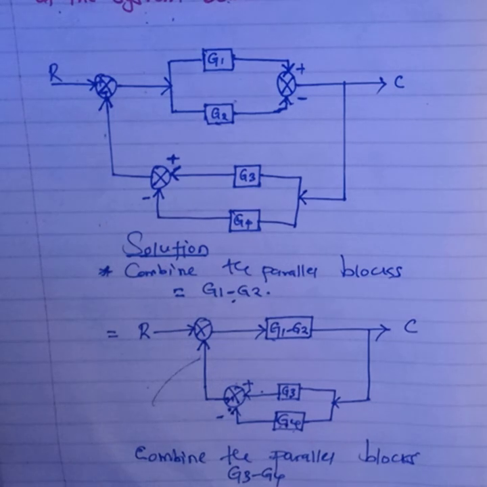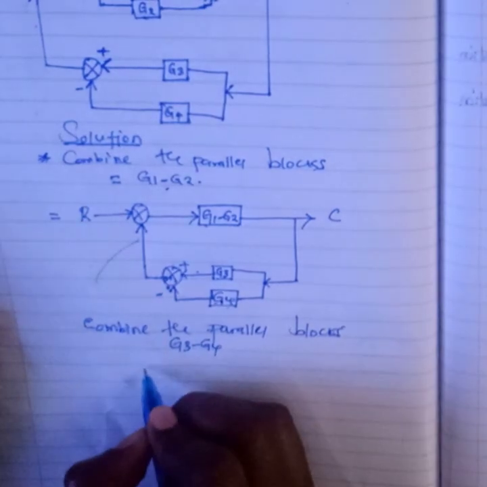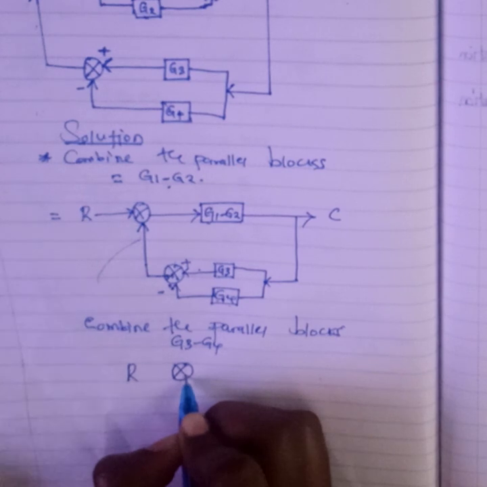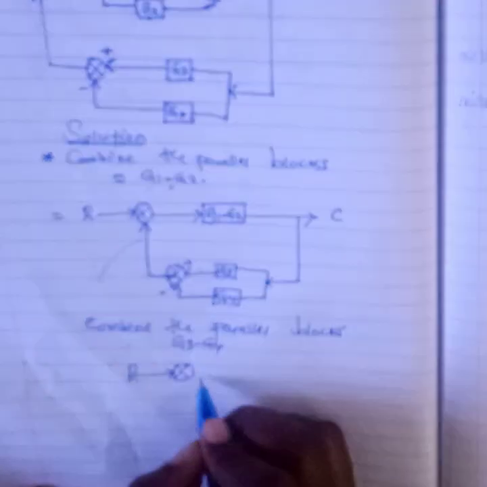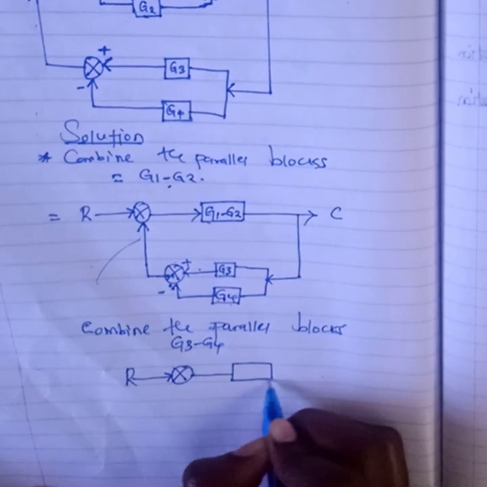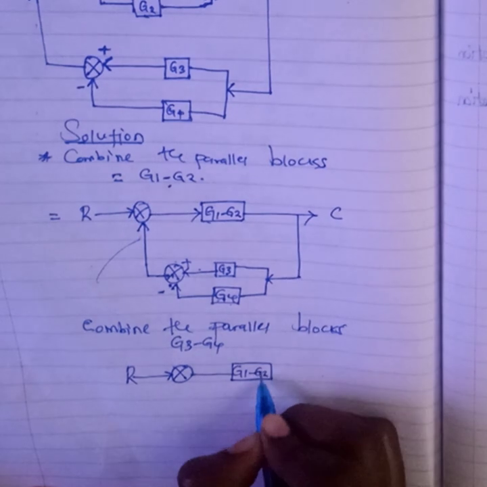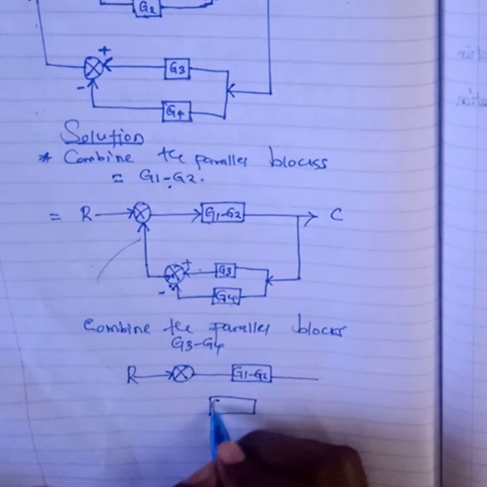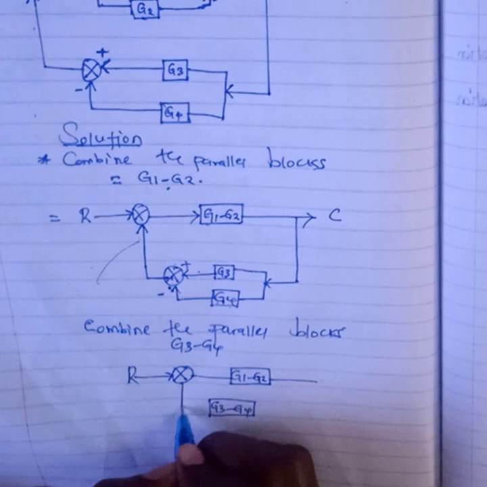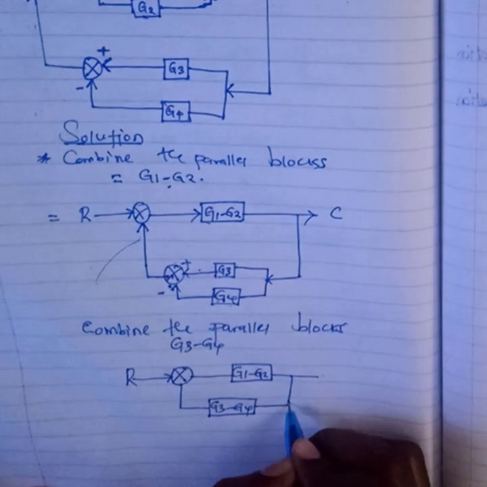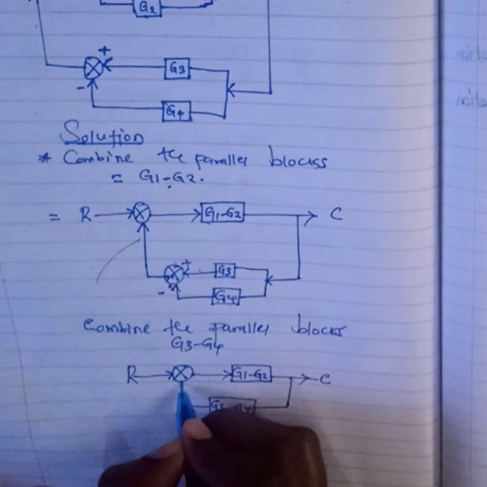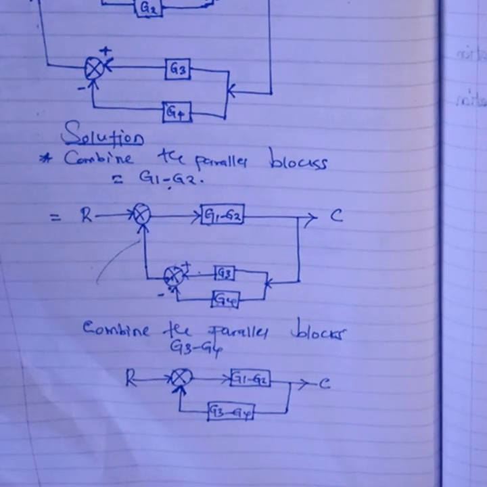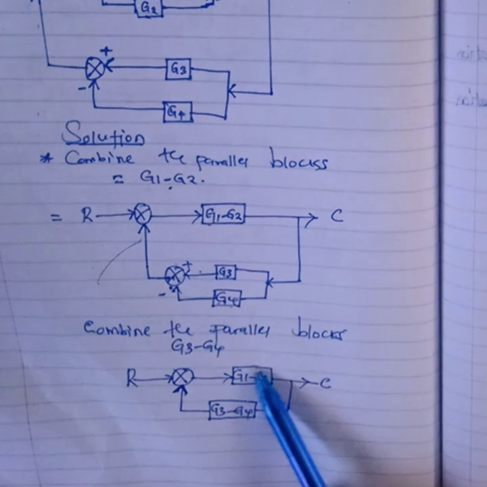So I'll just plot my diagram like this. This is the input R. I have the summing point here. Then I indicate my arrow. I have this block here that has G1 minus G2. Then I have this other block here that has G3 minus G4. Because the two of them were in parallel, we just sum them up. We get that as the answer after combining the two of them. That's what we have. So you can see that I have only one block in the forward path. This is my block in the forward path.